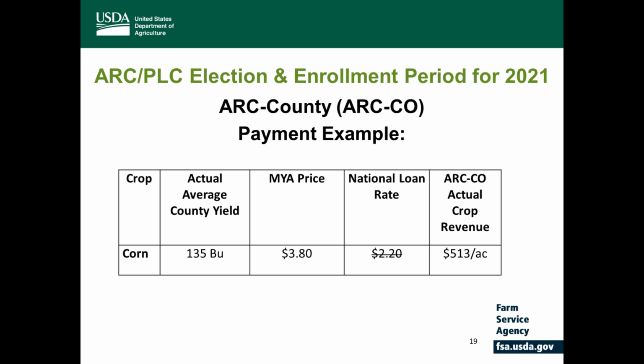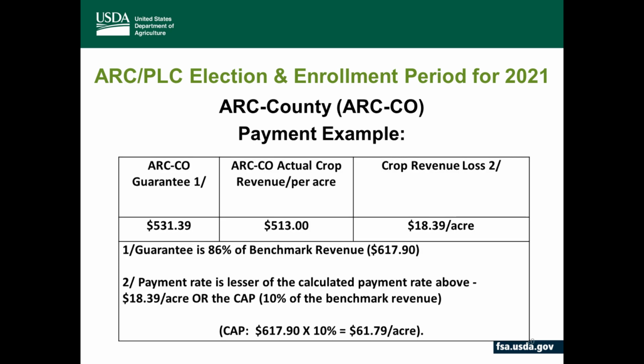In this example, our actual county yield was 135 for corn. The market year average price is 380, which is higher than the national loan rate of 220, so we would use 380 in our calculation. We'd take the bushels, the yield, times the market year average price to get our ARC County actual crop revenue of $513 an acre.